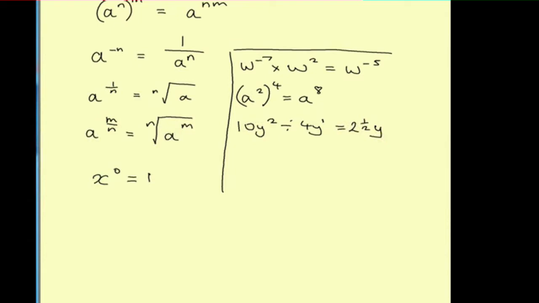Let's have a look at another example. Let's have a look at x to the power 3 over 2. Well, this is simply going to be the square root of x cubed.